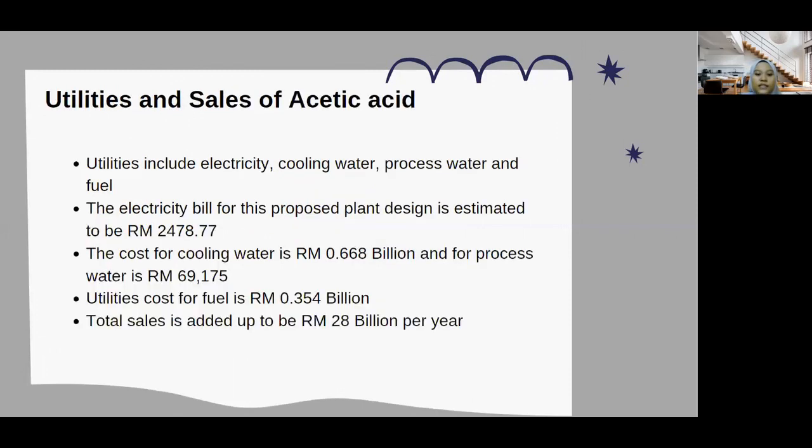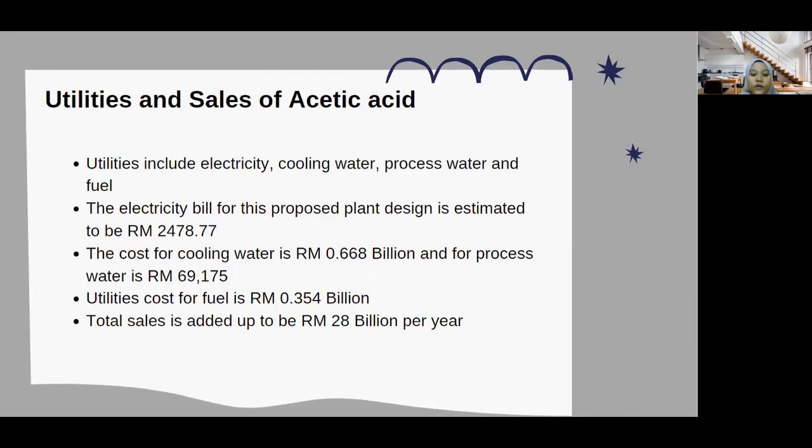Next, which is the utilities costing and sales of acetic acid. For this part, costing for raw materials, absorbent, catalyst, and utilities will be summarized. Basically, cost of raw material, which is ethylene, is estimated to be 1.4 billion Malaysian ringgit.